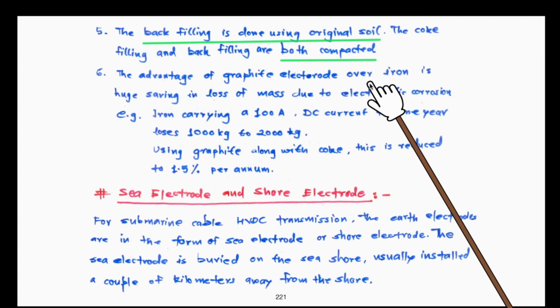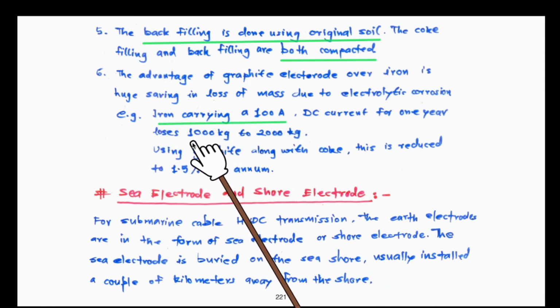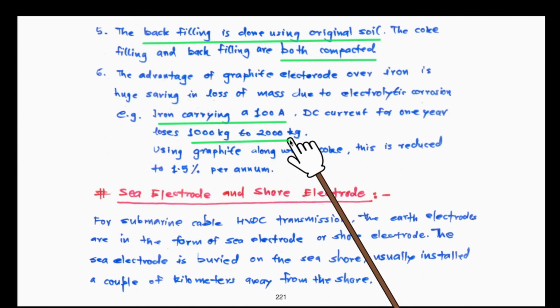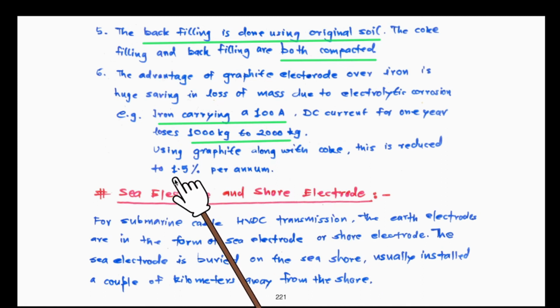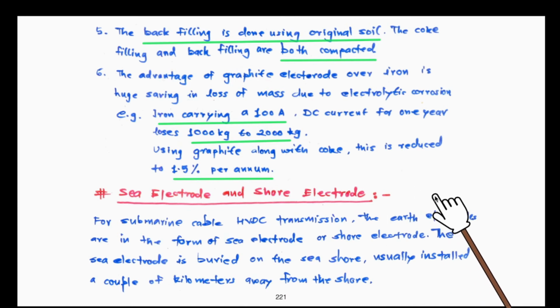Advantage of graphite electrode over iron, that I have been telling, is that iron carrying a current of 100 ampere will naturally lead to consumption of very large amount of iron over a period of 1 year. But with the use of graphite, this will be reduced to 1.5% per annum. So this is the idea about the simple earth electrodes that are used in the HVDC scheme, and they provide reliability feature in case of fault on one of the poles of HVDC scheme, and provide path through the earth.